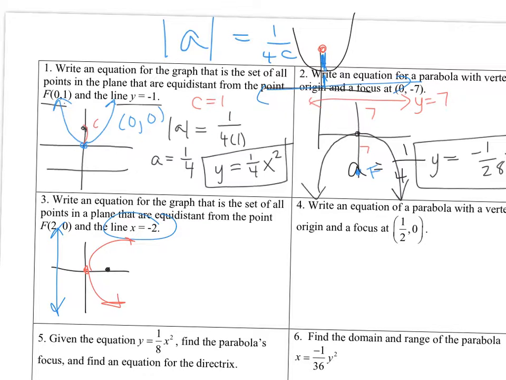So it's opening sideways. So that means I'm going to have x equals, and I've got to figure out what my A is. I'm going to use this formula where C is the distance between these two. So C has to be 2. So A is going to be 1 over 4 times 2, which I'm going to make sure is positive 1/8 because it's opening to the right. So it's x equals 1/8 y squared.